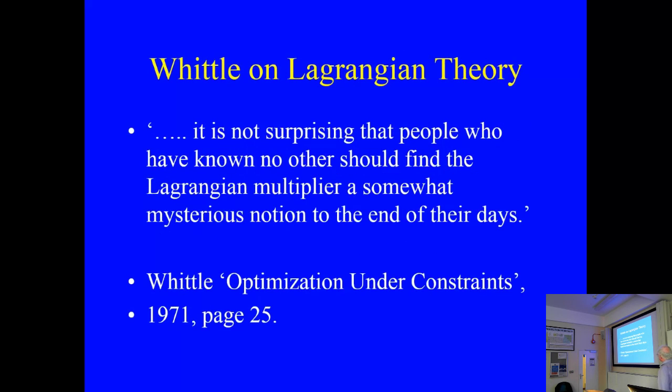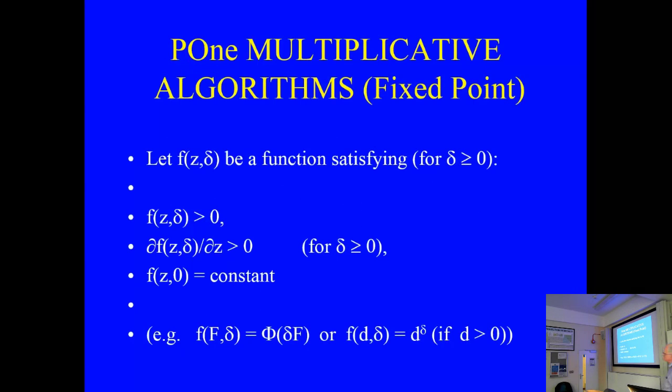And if you're mystified by all this, don't worry, so was Whittle, or Whittle suggests that others might be mystified by it. It is not surprising that people who have known no other would find the Lagrangian multiplier a somewhat mysterious notion to the end of their days. That's on page 25 of his book on optimization under constraints. So that's the first section over.